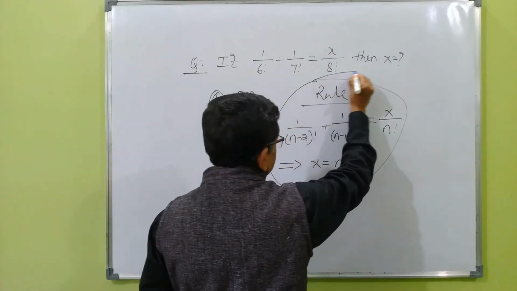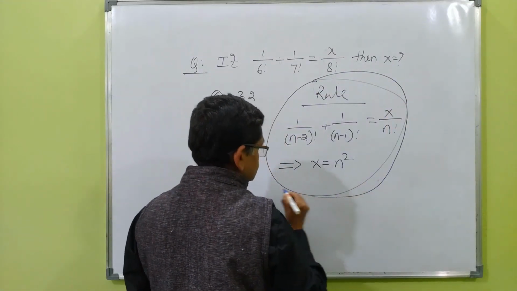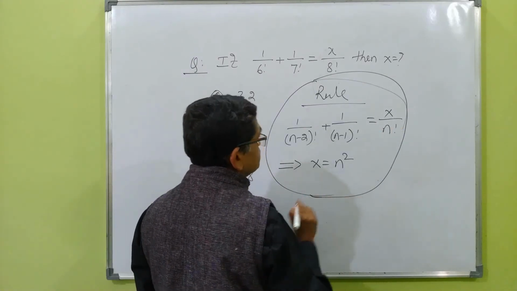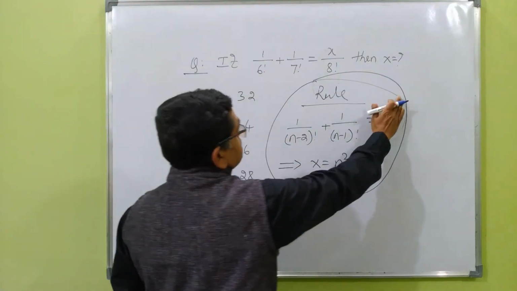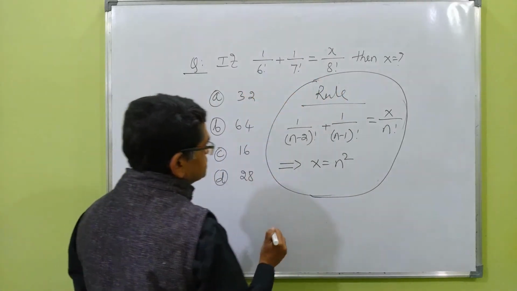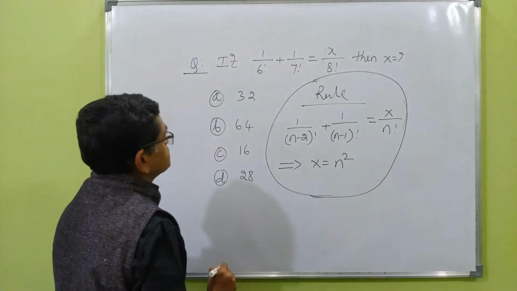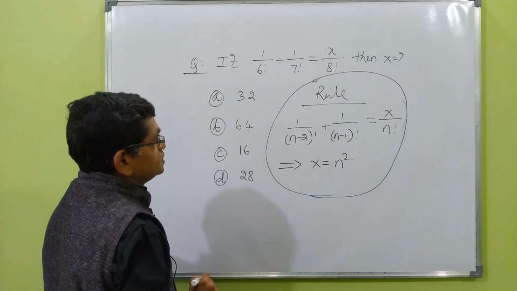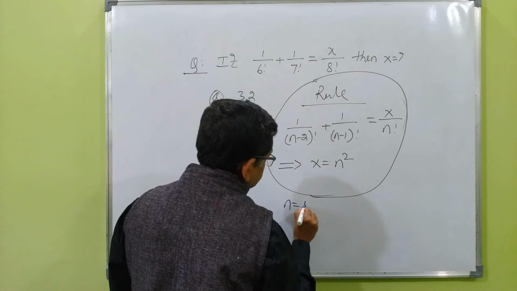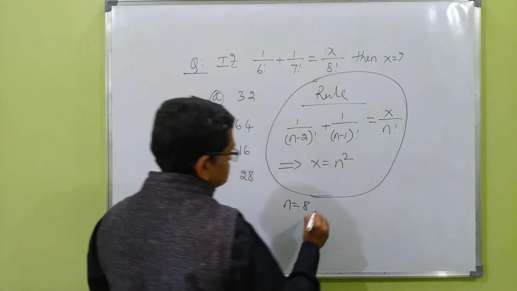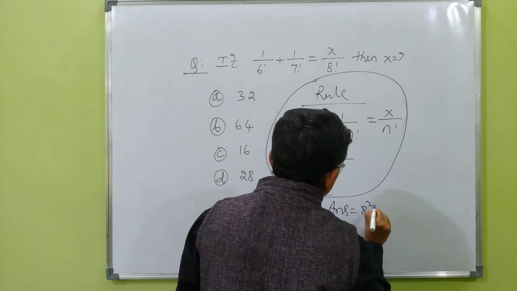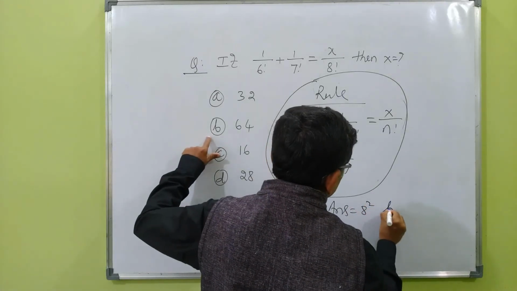Okay. Now here if you apply n is equal to 8, n is equal to 8. So the answer is 8 square, or D it is.